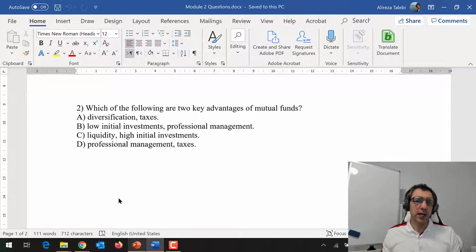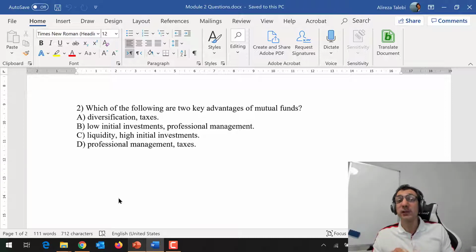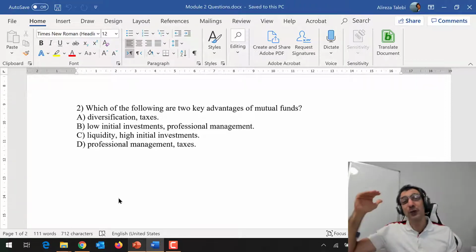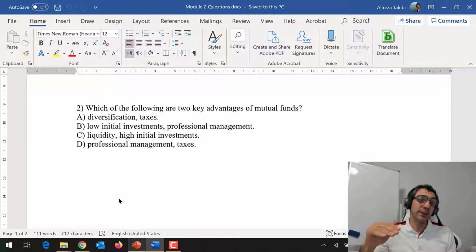Here, I'm asking for just two of those advantages. So first, let's talk about diversification, which is correct. Taxes is one of those items which actually is a disadvantage of mutual funds. We talk about double taxation for any gain or proceed or capital gain or dividend you receive from a mutual fund. You also need to pay taxes. So we talk about the corporate level tax. We also talk about the mutual fund level tax. So you see, it's not favorable.